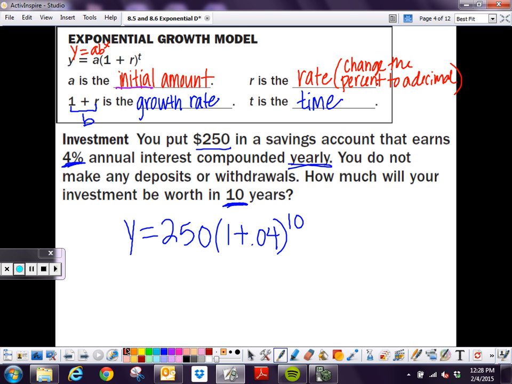Now you need to be aware that I could also write this as 250 times 1.04 to the 10th power, with that 1 plus 0.04 being added together. But you don't need to do it that way to type it in the calculator. Just know, if you were to see this as a multiple choice, this second option could be the answer choice.